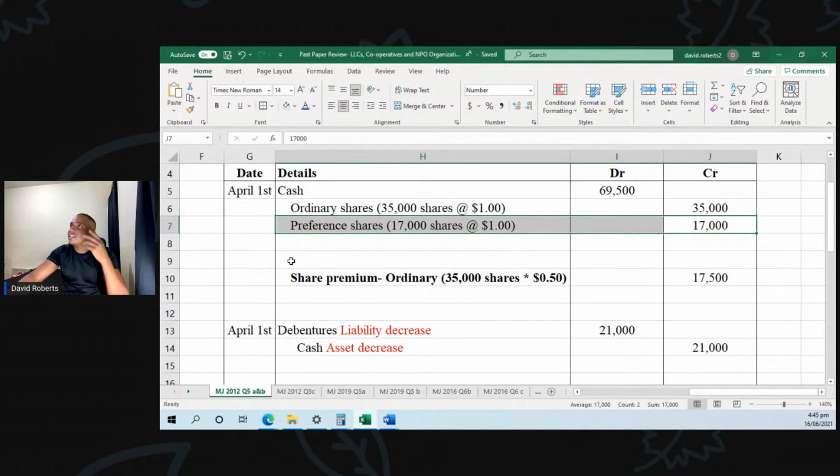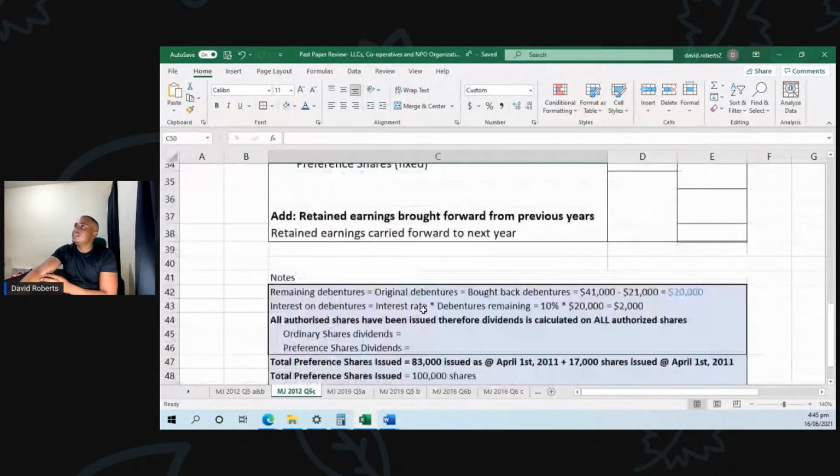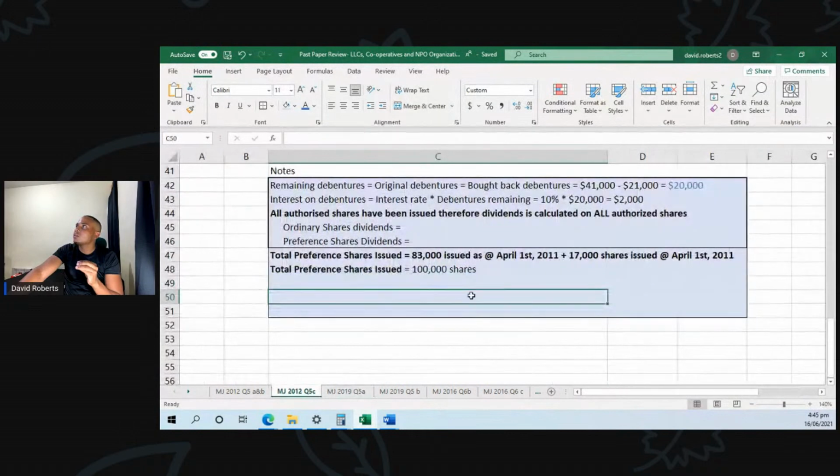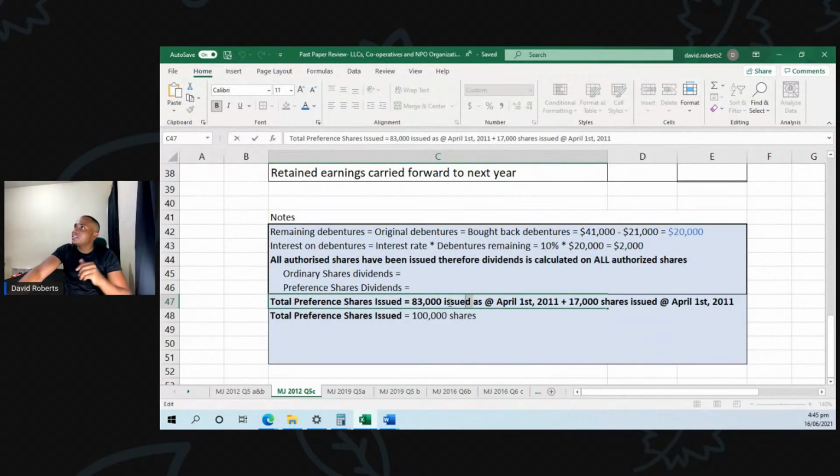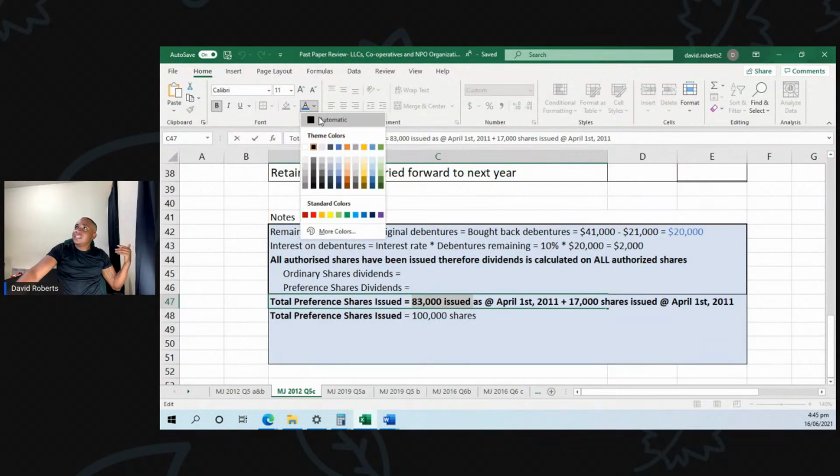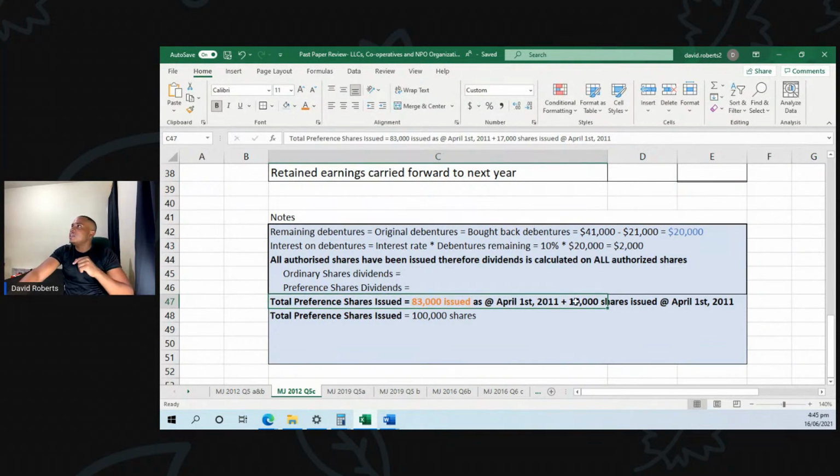You have to get them shares. You have to get them dividends. They need to be issued dividends as well. So it is the 83,000 that was issued from before. They need to get dividends. And the 17,000 that we just issued, they need to get dividends as well.